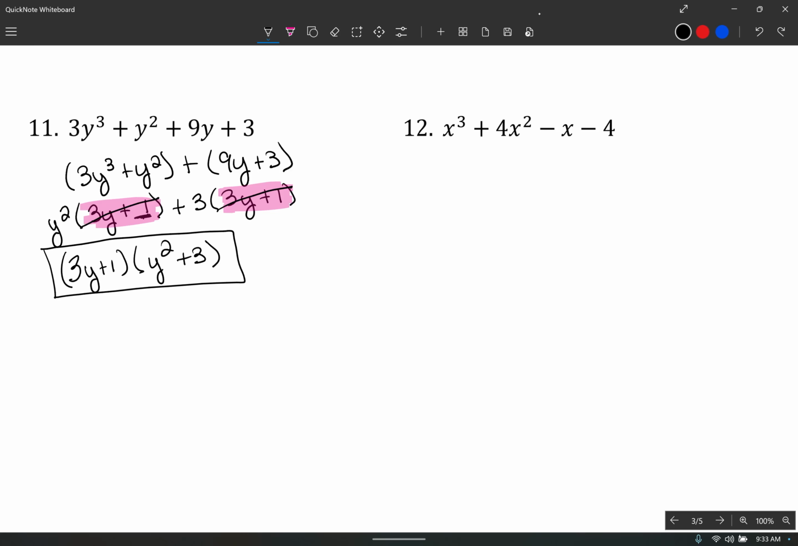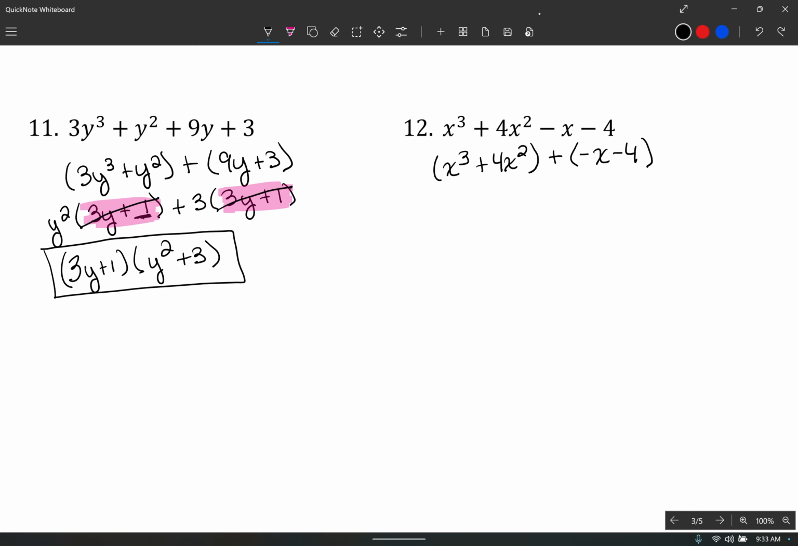Number 12, still no common factor. Remember, if you have a common factor, you need to take that out in the beginning. My first two do have a common factor, and my back two also have a common factor, so I will group those together.